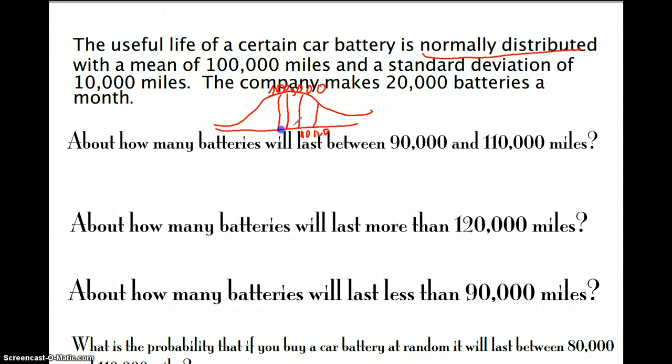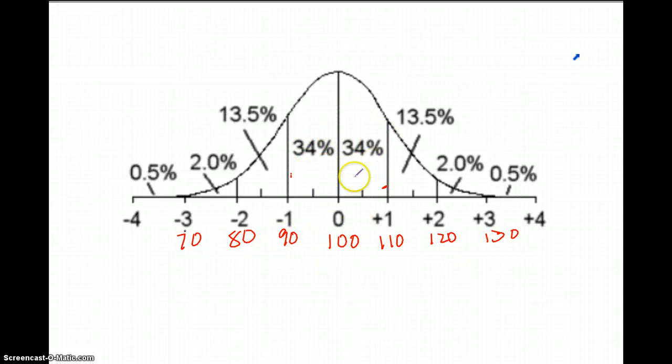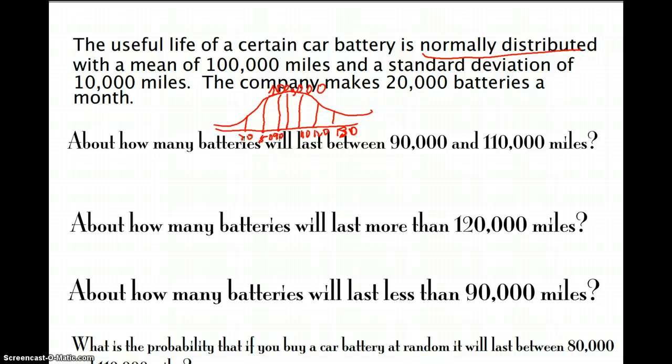120,000. If I go 10 in the other direction, okay, I would say this is 90. This is 80. This is 70. And then this would be 130. Okay, so it says about how many batteries will last between 90,000 and 110. So looking back at a larger distribution, and you're looking between 90 and 110, you can easily say that that area is 68%.